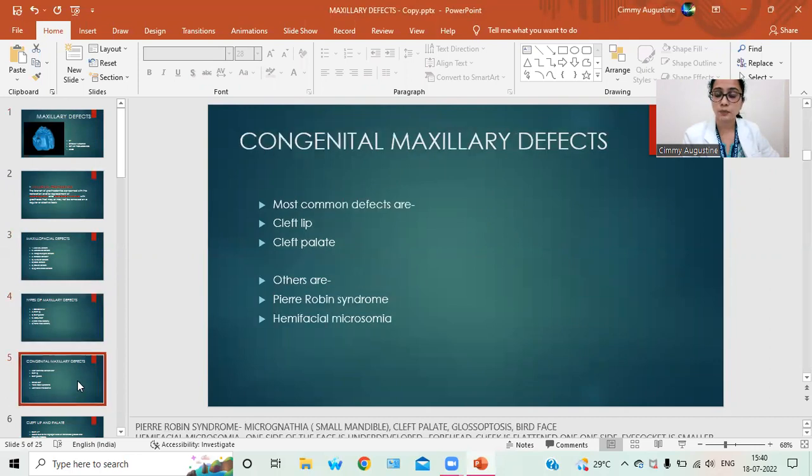Now, first dealing with the congenital maxillary defects. The most common defects that we see are cleft lip and cleft palate. The other defects could be Pierre Robin syndrome and hemifacial microsomia. As you all know, in Pierre Robin syndrome, the patient has micrognathia, cleft palate, glossoptosis. And hemifacial microsomia means one side of the face is underdeveloped.